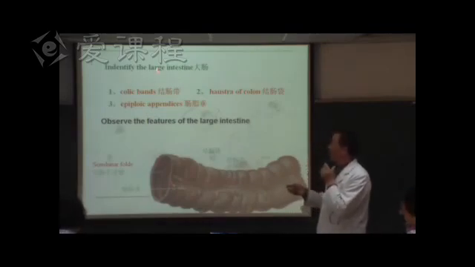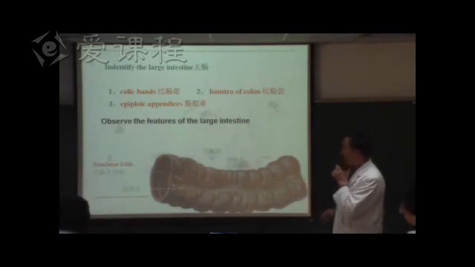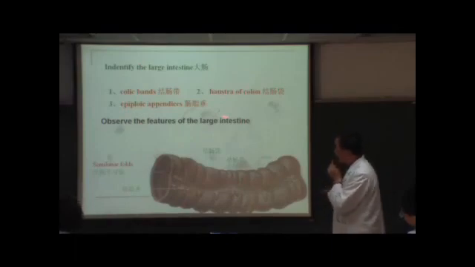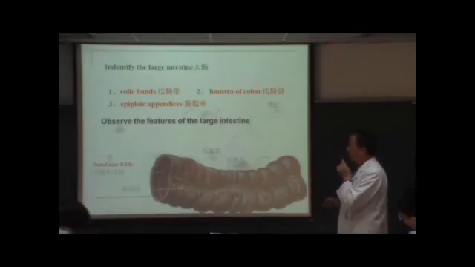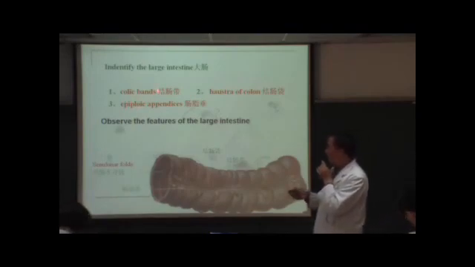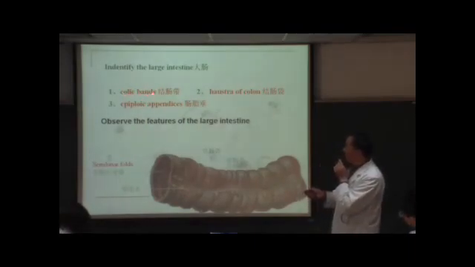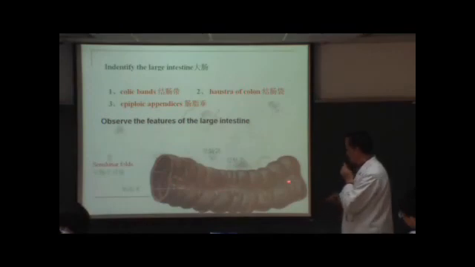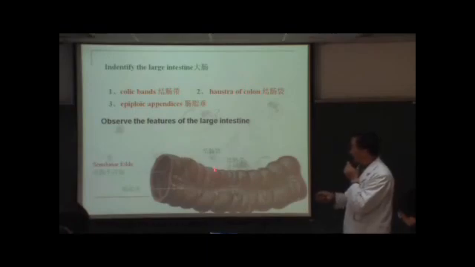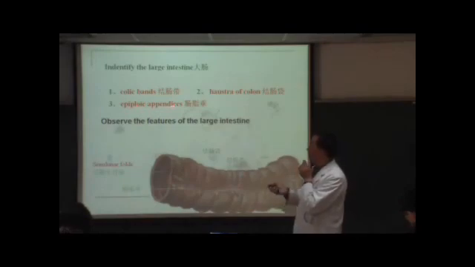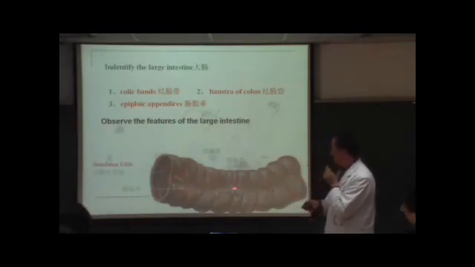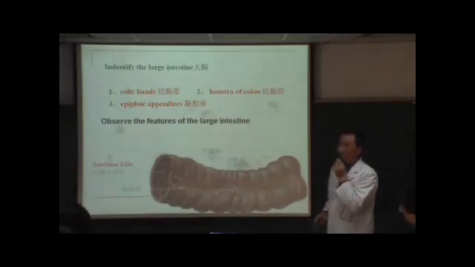And then you should identify the large intestine. Read it, large intestine. We already know the large intestine has its own characteristics. It has the colic bands, this one, and haustra of colon, these ones, and the epiploic appendices, this one.